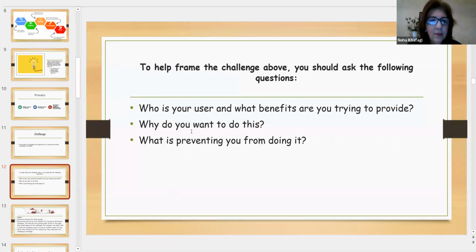Okay, now to help frame the challenge, you should ask the following questions. Who is your user? And what benefits are you trying to provide? And here the user is the students, the parents, all the stakeholders, maybe the counselors themselves. And why do you want to do this? And what is preventing you from doing that? Okay, so we will see the answers.